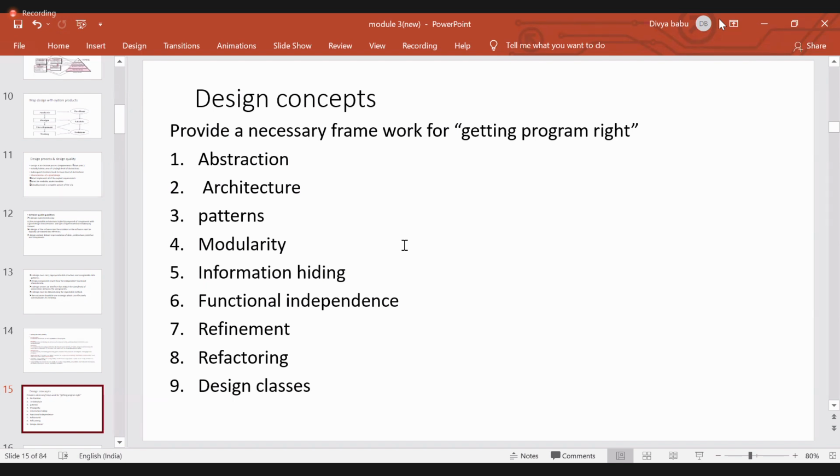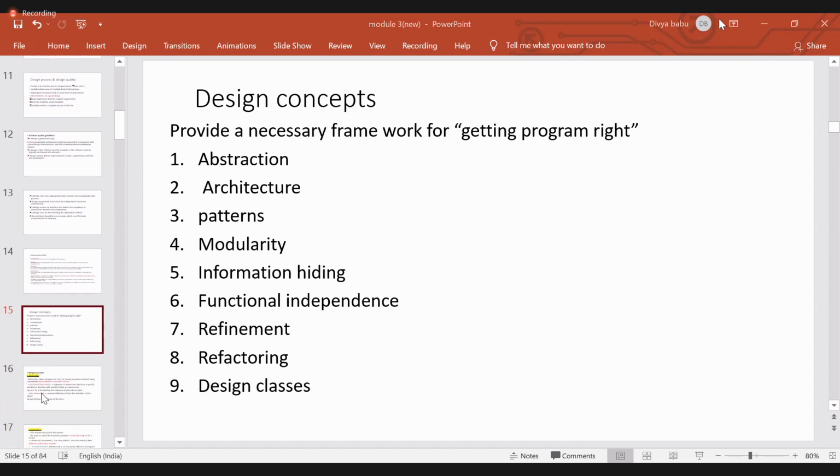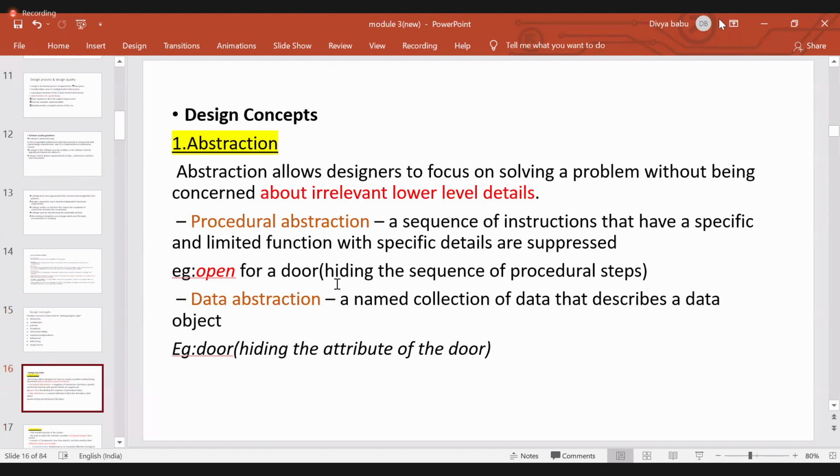Abstraction. What do you mean by abstraction? What do you mean by abstraction, anyone? Anybody is listening? Anyone is there? So raise your hands if anyone is listening.